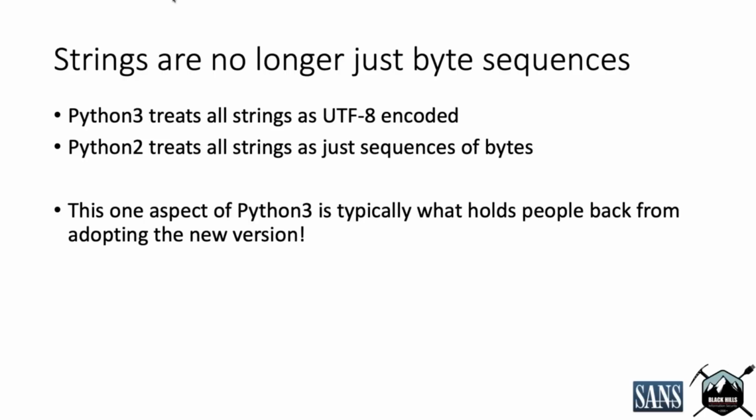Python 3 has made a major change with respect to strings. Strings in Python 2 were all treated just as sequences of bytes. This is wonderful, but we don't live in a byte-oriented world anymore. Python 3 treats all strings by the default encoding, which is UTF-8. Now, I think this is probably the number one issue that scares everybody and holds them back from adopting the new version, because this brings some baggage with it. Let's talk about that baggage a little bit.